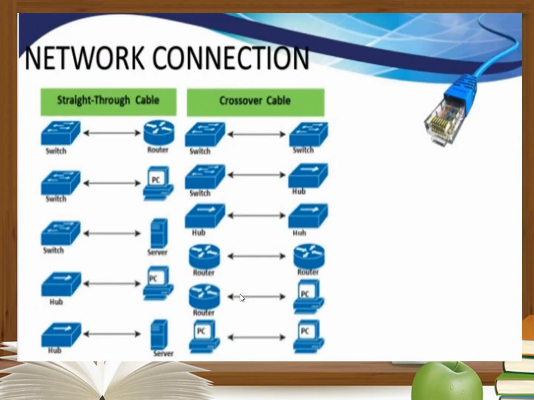The summary of what we've said so far: two devices that are not similar can be connected using a straight through cable, and for two network devices that are similar we use a crossover cable, with the exception of the router. We say the router is also a computer. That's why we are using a crossover cable for it.